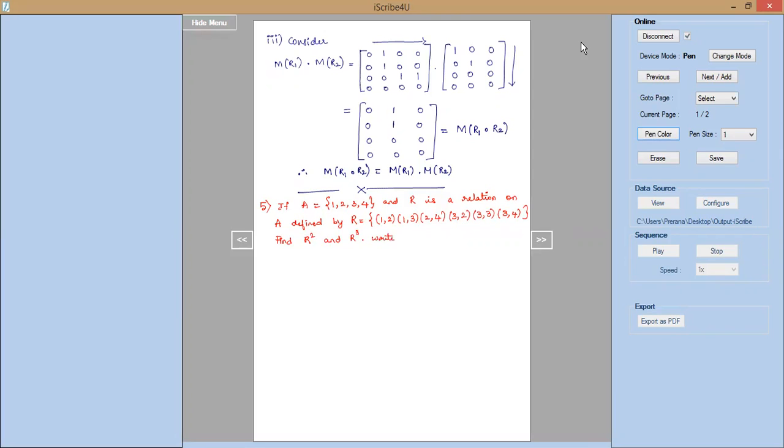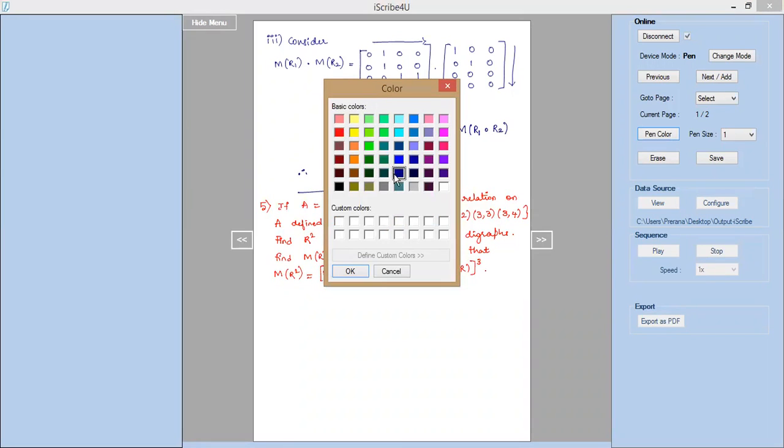Write down their digraphs. Find matrix of R, matrix R square, matrix R cube, and hence verify that matrix R square is equal to matrix R whole square, and matrix R cube is equal to matrix of R the whole cube. So these are the two things that we have to prove. So let us see the solution part.